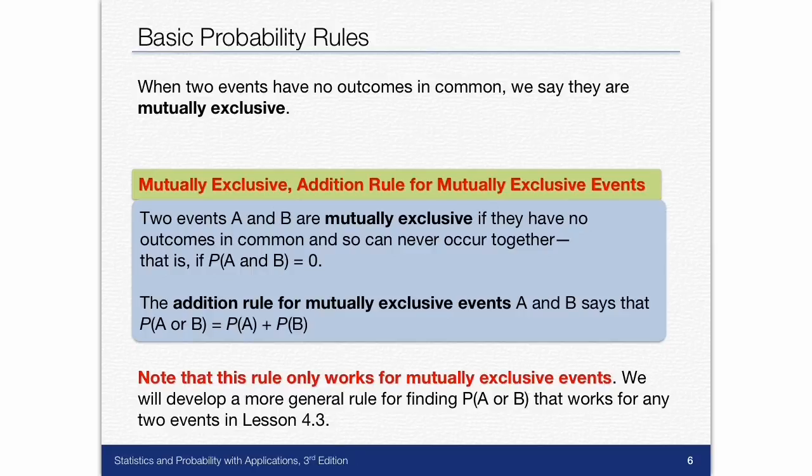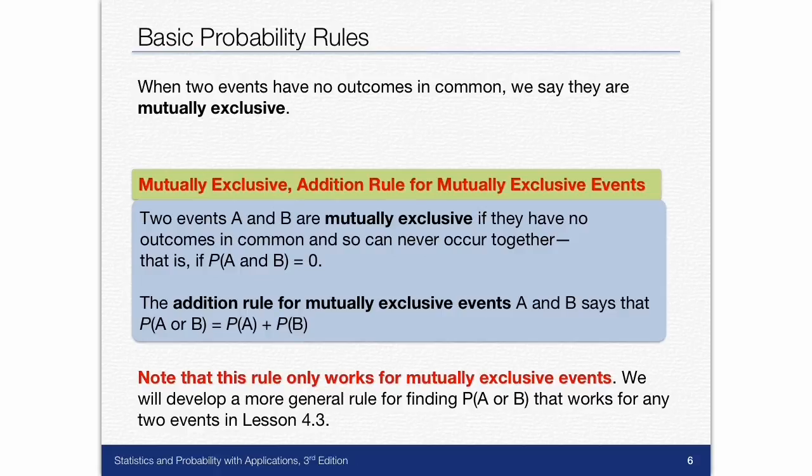More rules for you, definitions. When two events have no outcomes in common, we say that they are mutually exclusive. Two events, A and B, are mutually exclusive if they have no outcomes in common, and they can never occur together. For instance, I'm either late to school or I'm not late to school. One or the other. You can't be both. I have a job, I don't have a job. You're one or the other. Okay, those are mutually exclusive things.